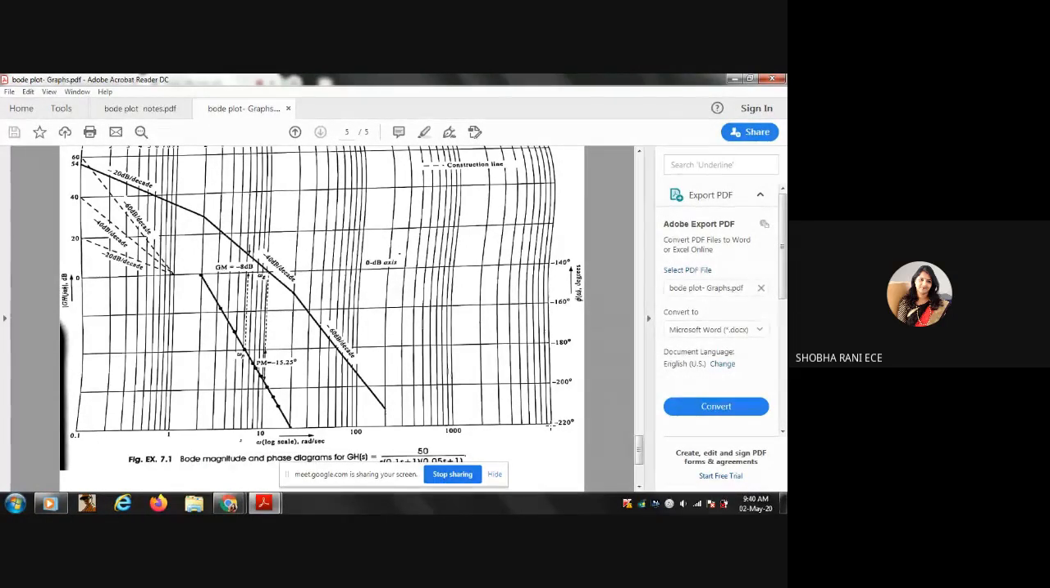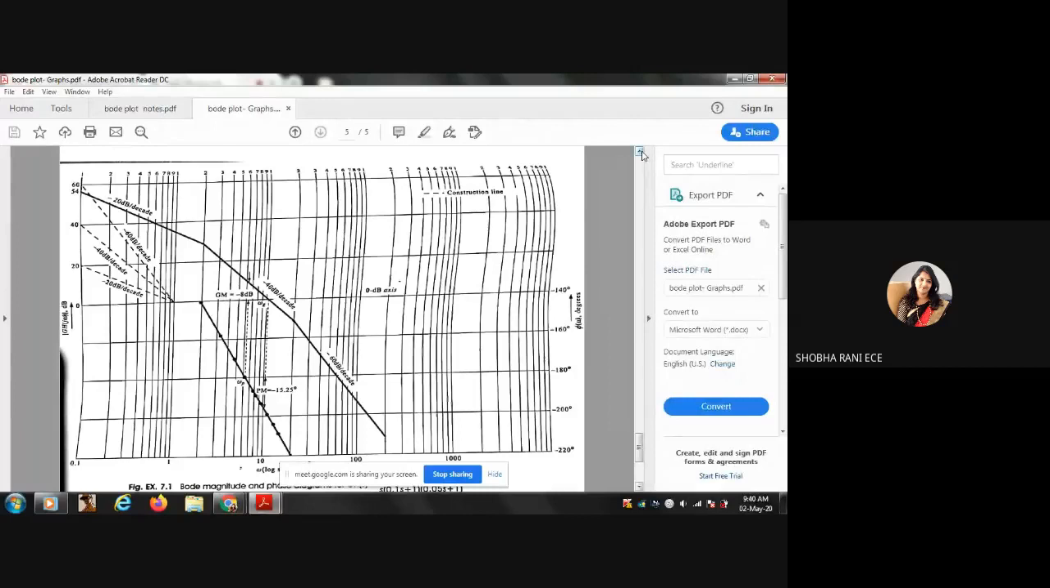So the x-axis is in radians per second. Now you have to go to the top of your semi-log graph sheet. So you can see that the numbering is done here. It's better always to do the numbering on the bottom side so that it will be easy for you to read the values when you are sketching.